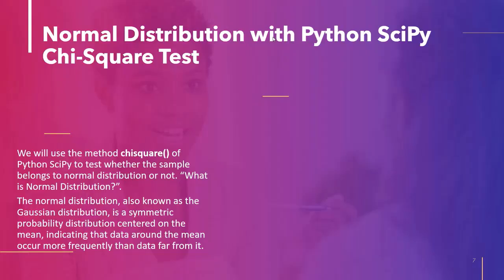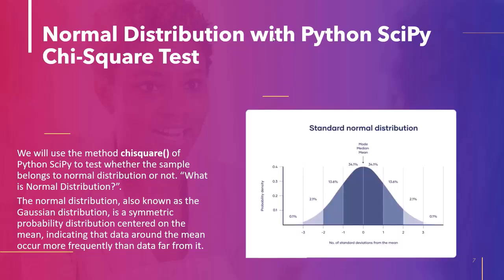The next topic is normal distribution with the Python SciPy chi-square test. To determine whether the sample conforms to a normal distribution or not, we will apply the Python SciPy method chisquare. But before we proceed, we need to know what a normal distribution is. The normal distribution is a symmetrical continuous probability distribution around its mean, with most observations clustering around the central peak and probabilities for values further away from the mean tapering off equally in both directions. Extreme values at both ends of the distribution are also unlikely.